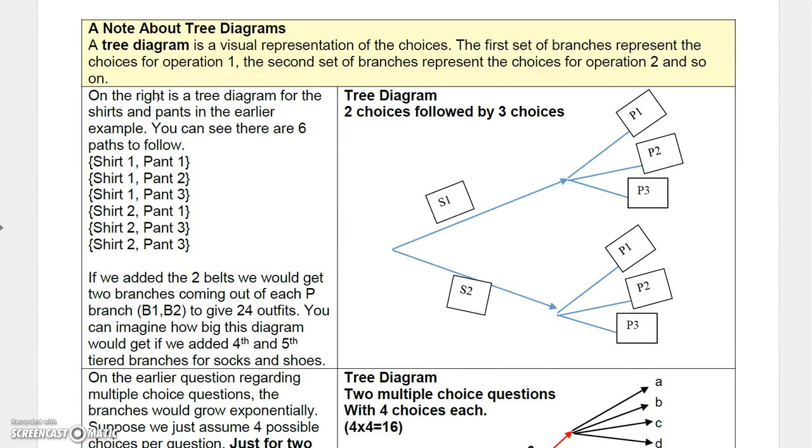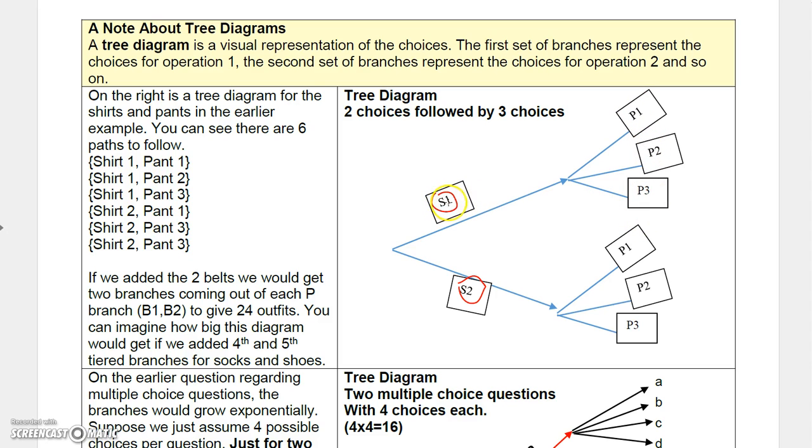Okay, now I wanted to show you this tree diagram. A tree diagram is a visual representation of the choices. So let me just show it to you this way. Let's go back to the 2 shirts and the 3 pants. So basically, this first level of branches represents your first operation. So I can choose shirt 1 or I can choose shirt 2. Now, the second level of branches represents your second operation. So I can choose pant 1, pant 2, or pant 3.